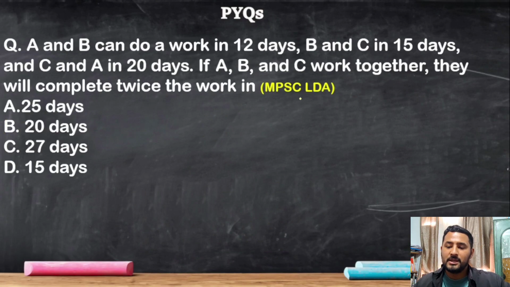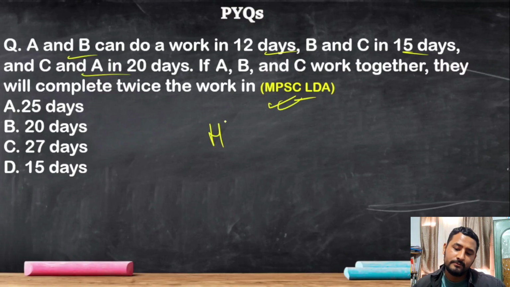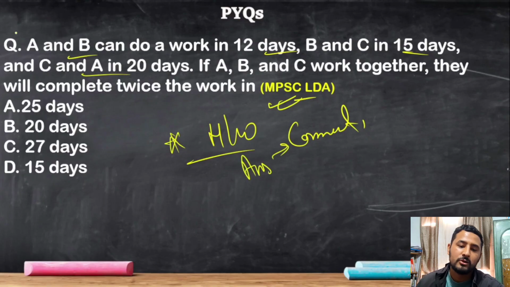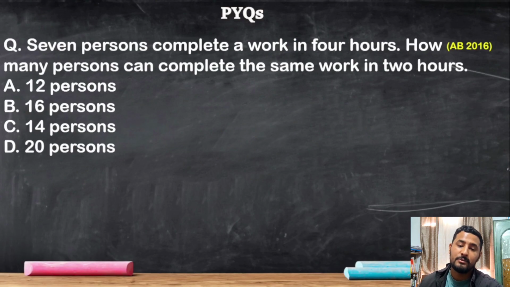Let's see one more. MPSC LDA. This is common in MPSC. A and B can do a work in 12 days. B and C in 15 days. Very easy. Do it yourself. Homework. This is very easy. Answer and comment. So this will be question number 8 for you. You can mention question number 8, answer will be this much.